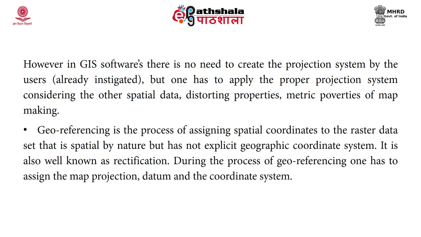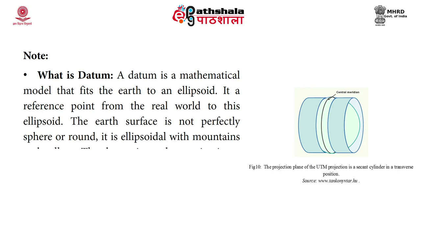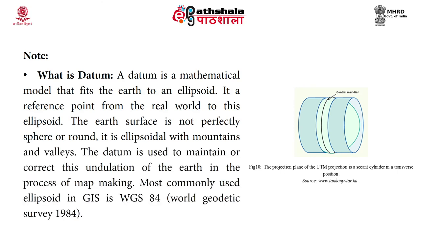Georeferencing is the process of assigning spatial coordinates to a raster data set that is spatial by nature, but has no explicit geographic coordinate system. It is also well known as rectification. During the process of georeferencing, one has to assign the map projection, datum, and coordinate system. Now let us look into some of the important aspects of datum, coordinate system, and UTM in GIS.